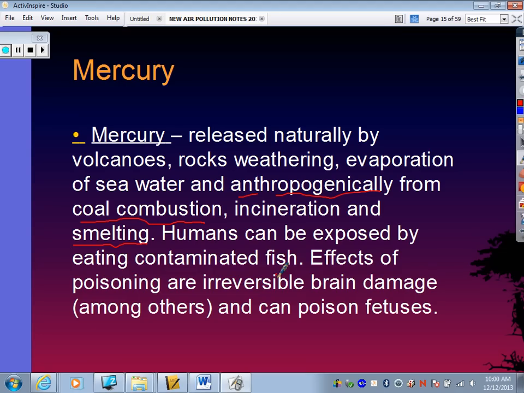So, unfortunately, you also have to stay away from sushi because they use tuna in a lot of sushi. What mercury can do is lead to brain damage. It can cause poisoning to fetuses.